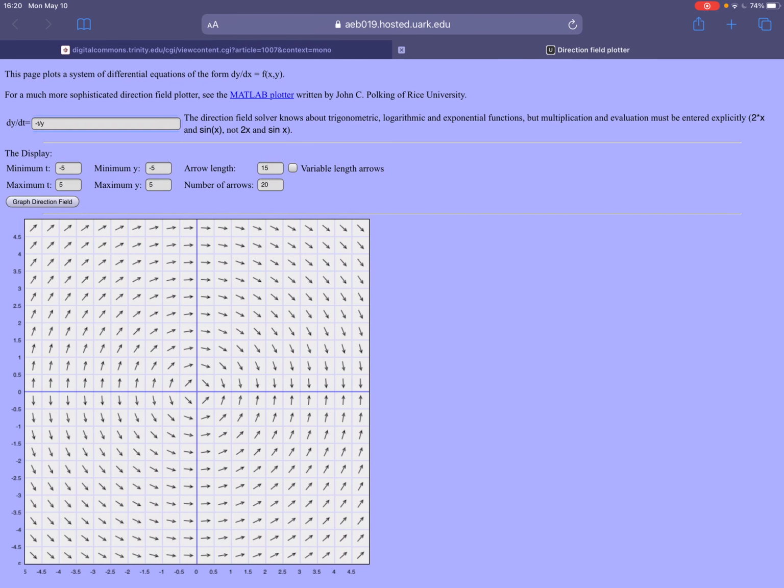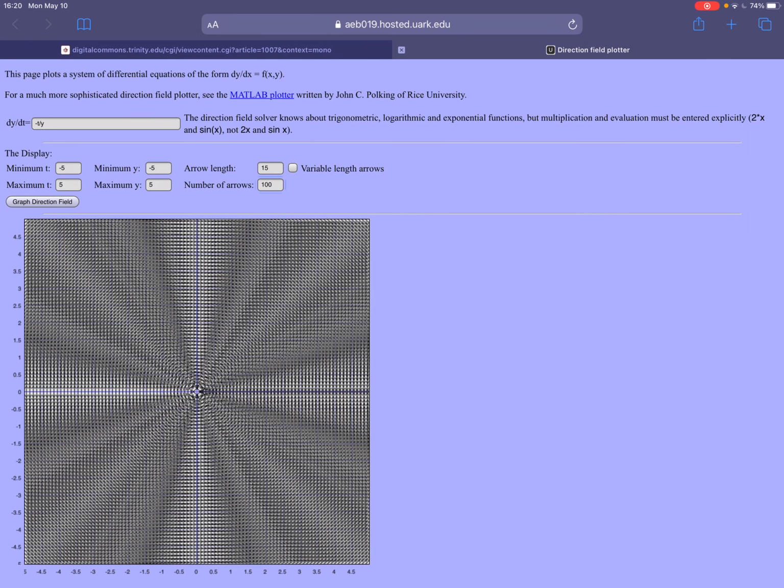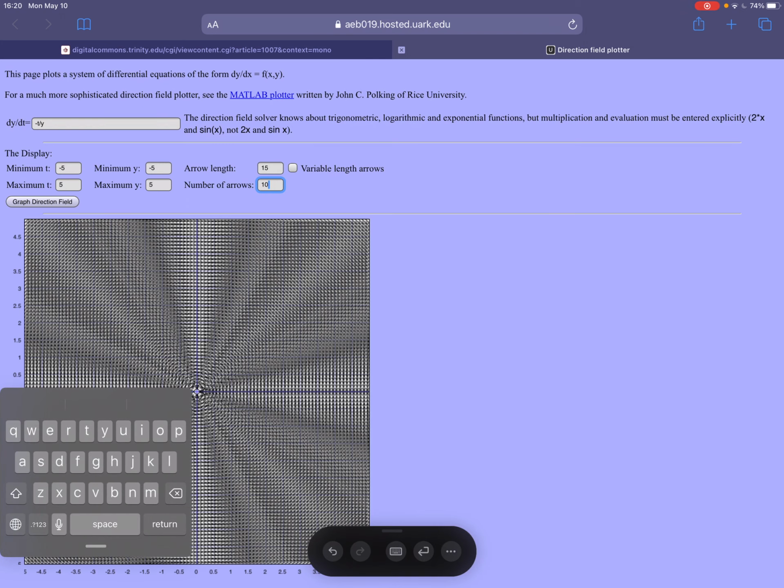Graph direction field. Oh, they kind of circle around. So if you want to see a little bit more, let's put more arrows there. Let's put 100 of these arrows. See, now I put so many that the picture is a bit too dense. I cannot really see what happens here. So 100 was perhaps a little bit too much. Let's do perhaps 40.